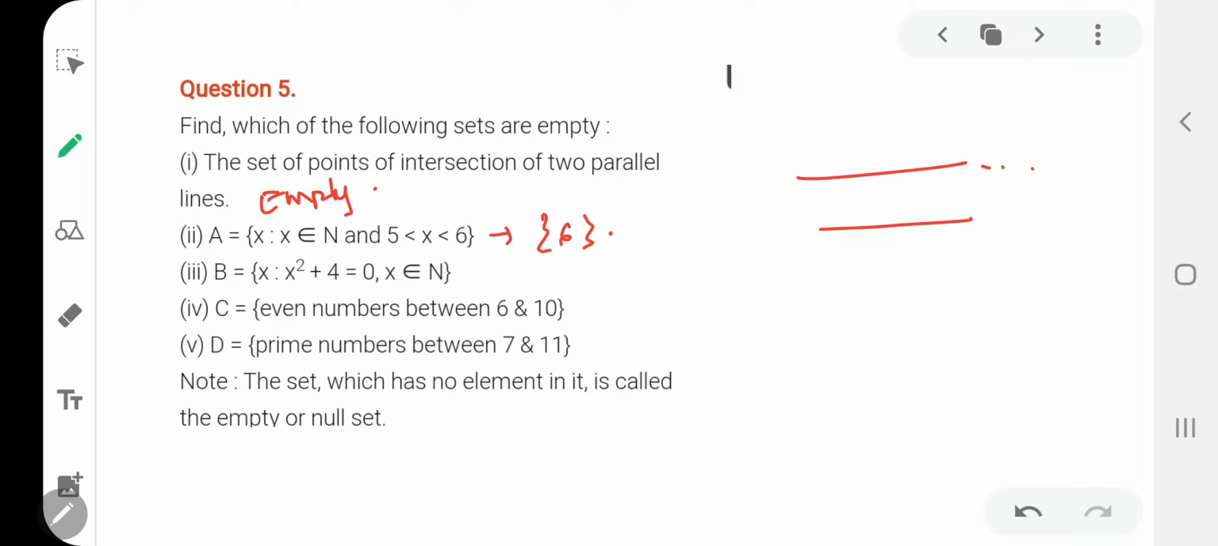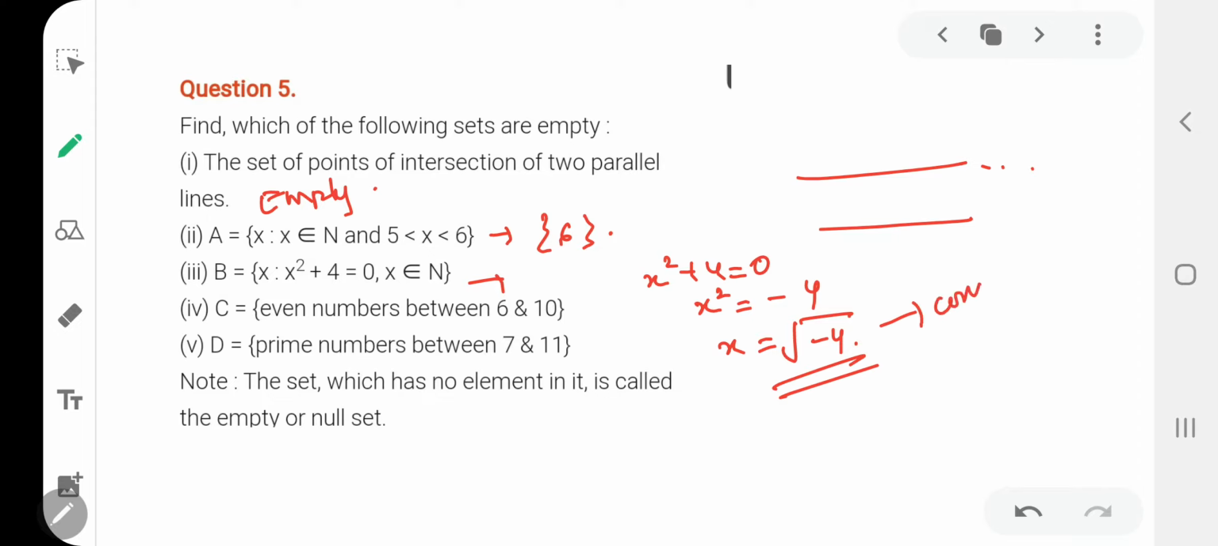Next is B is a set of x such that x square plus 4 is equal to 0. X square plus 4 is equal to 0. When I solve this equation, my dear kids, I will get something like this. Now my dear kids, under your root, this kind of numbers are called as complex numbers. Under your root you have a negative number, so such kind of numbers are not natural numbers. So in this you will get an empty set, so you will write yes, it is an empty set.